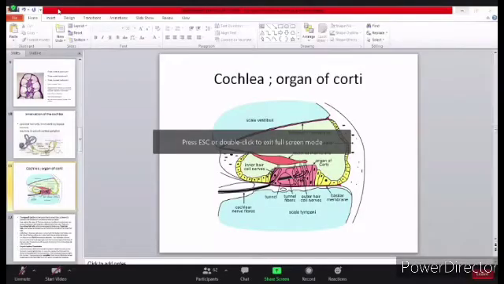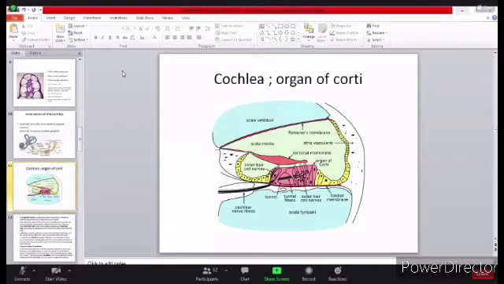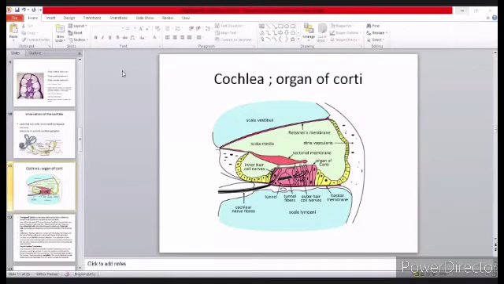Leo, explain to us about the organ of Corti, please, as we're waiting for the joke. Apologies. I have issues with my mic. Okay, sorry.